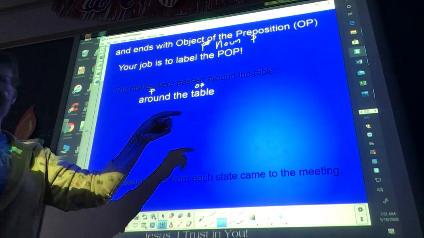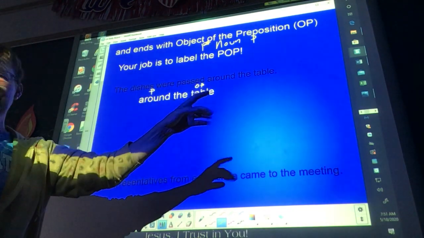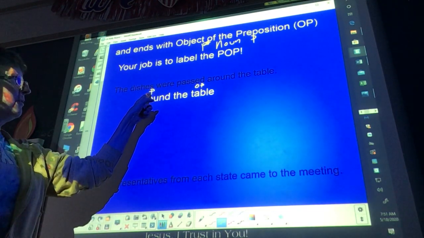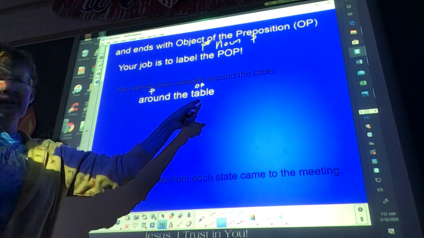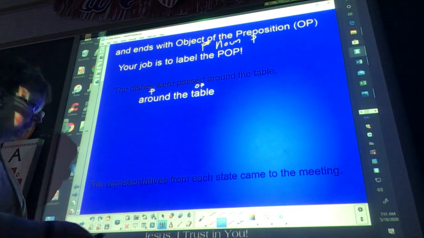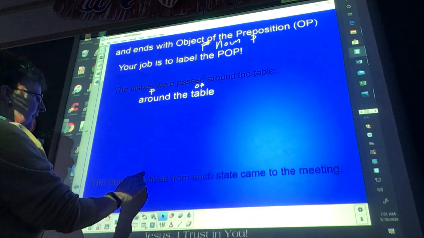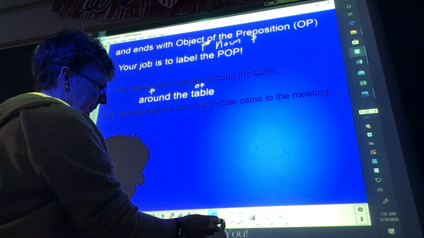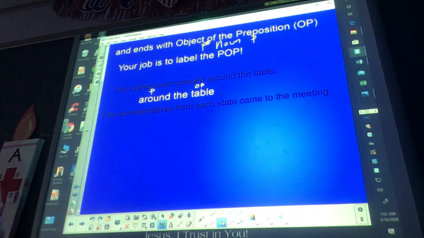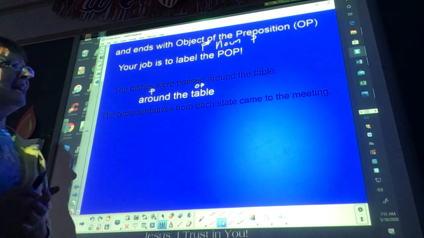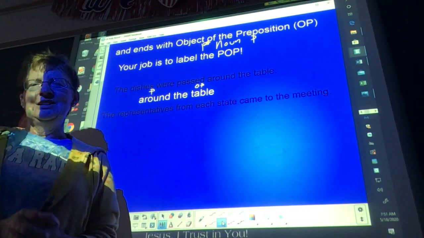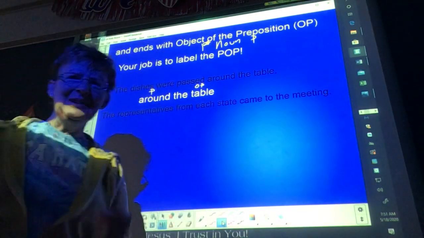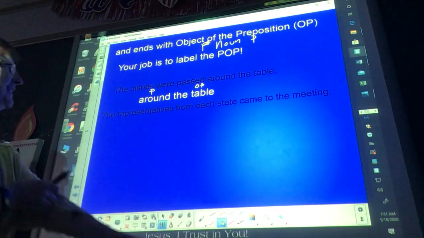So for each one of these, you're going to find the prepositional phrase or phrases, and you're going to label them preposition, object of the preposition. Okay? Got one more sample here for you. This sentence says, the representatives from each state came to the meeting. Now, I know some of you out there are already saying, I know what it is, and that's great. I'm happy that you do.